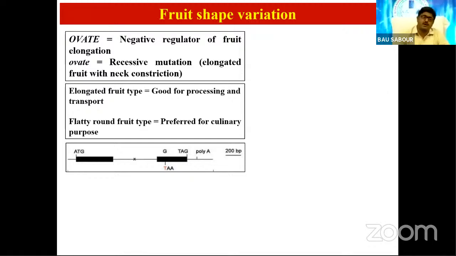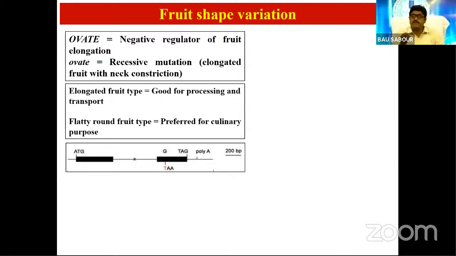We have pear shaped tomatoes, ox heart shaped tomatoes, blocky tomatoes, flat, round and flattish shaped tomatoes. So there are four genes basically that play a pivotal role in regulating the tomato fruit shape. They are FAS, LC, the locule number controlling gene, ovate, and SUN. Ovate is one of the very important regulators of fruit elongation in tomato.